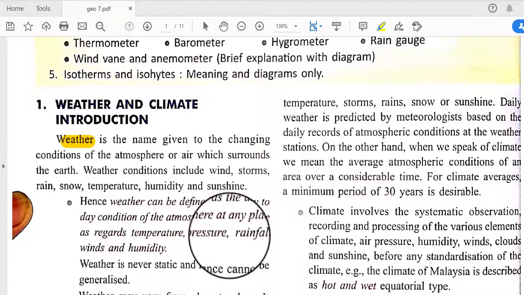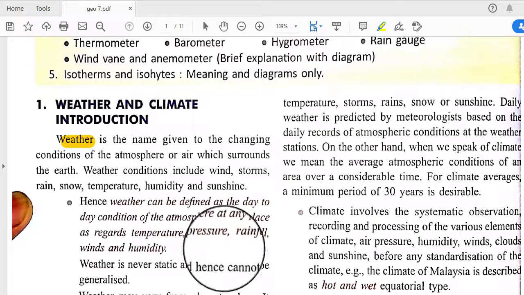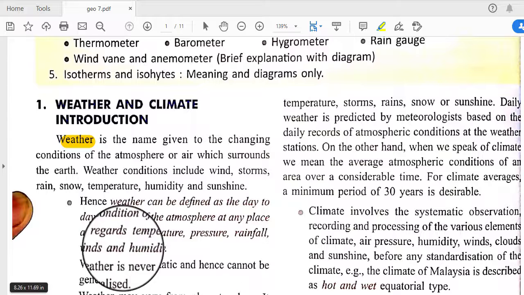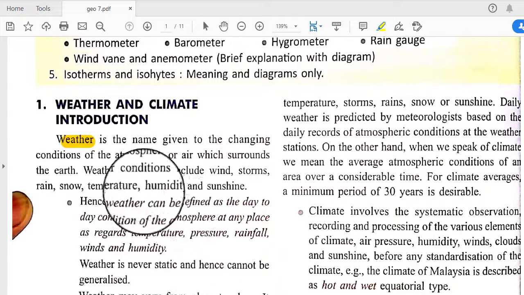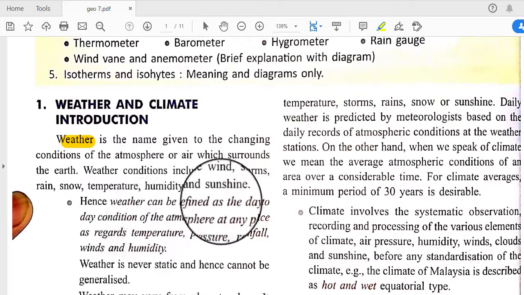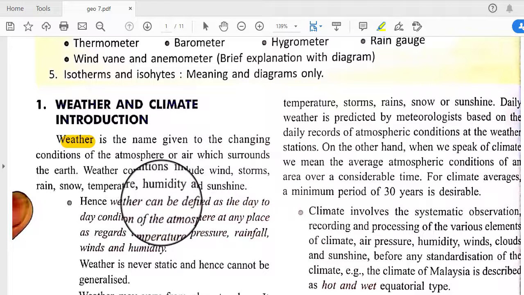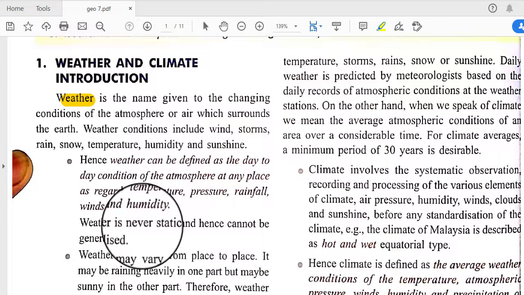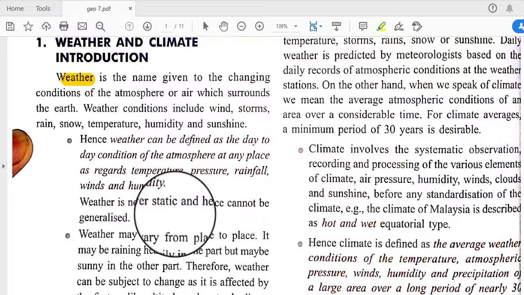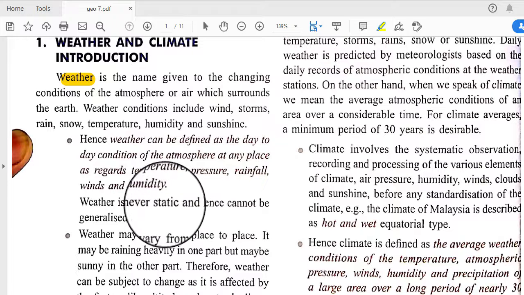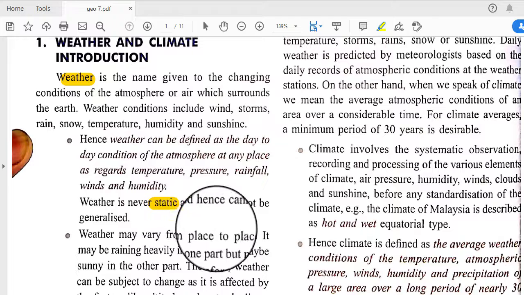Hence, weather can be defined as the day-to-day condition of the atmosphere at any place as regards temperature, pressure, rainfall, winds and humidity. So weather is a day-to-day phenomenon. Weather may change from one day to another, or within a day with the time. Weather is never static and hence cannot be generalized. It is not fixed.